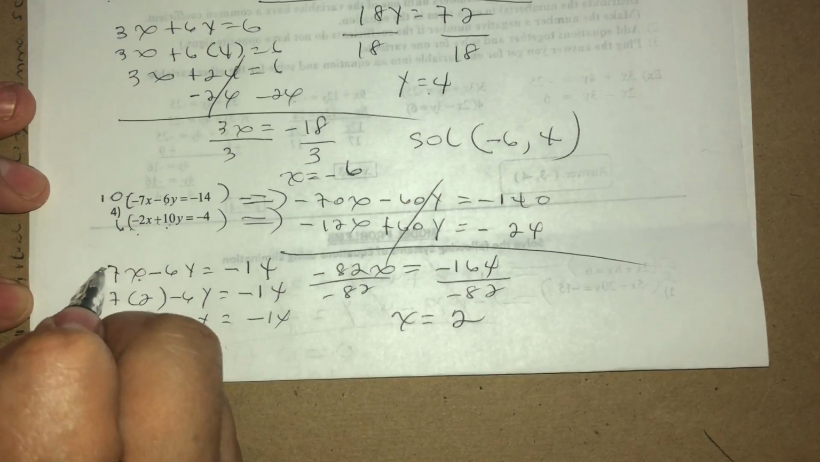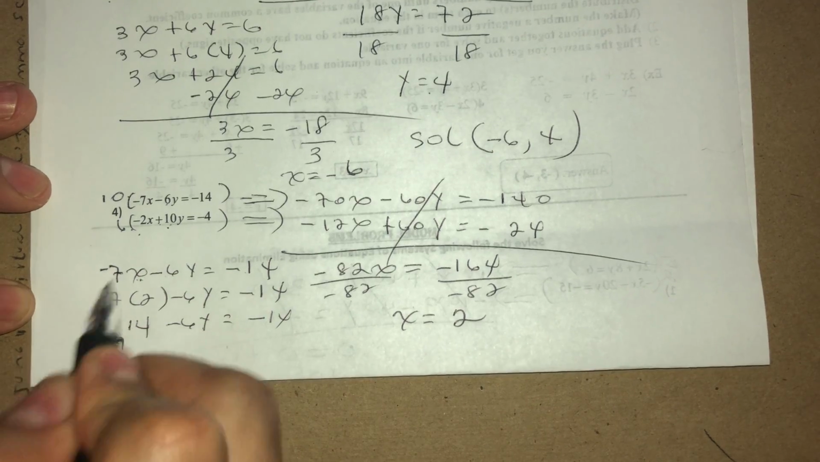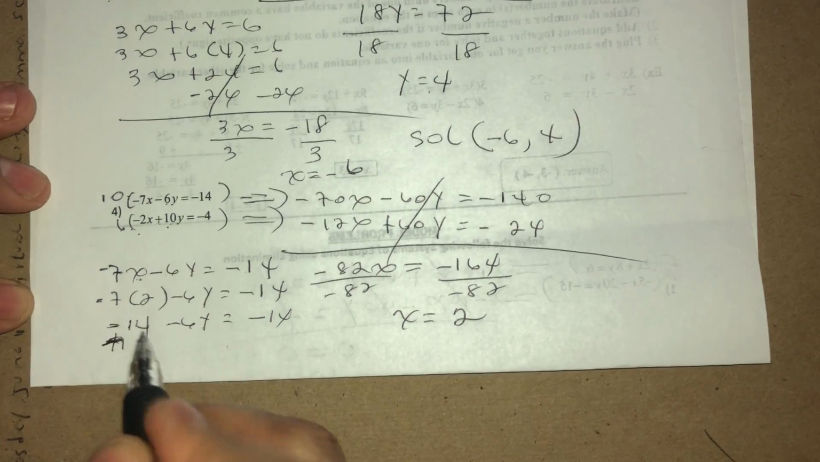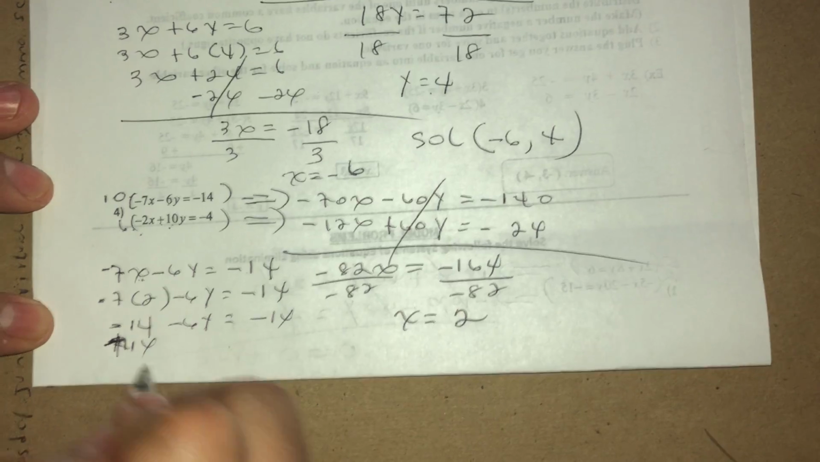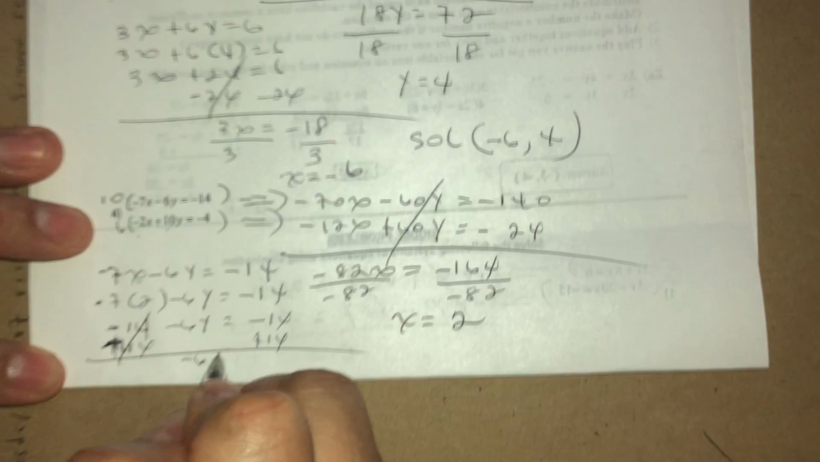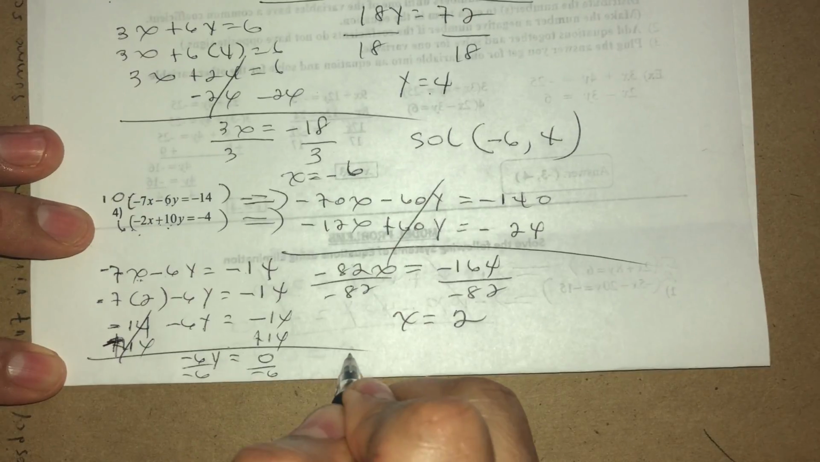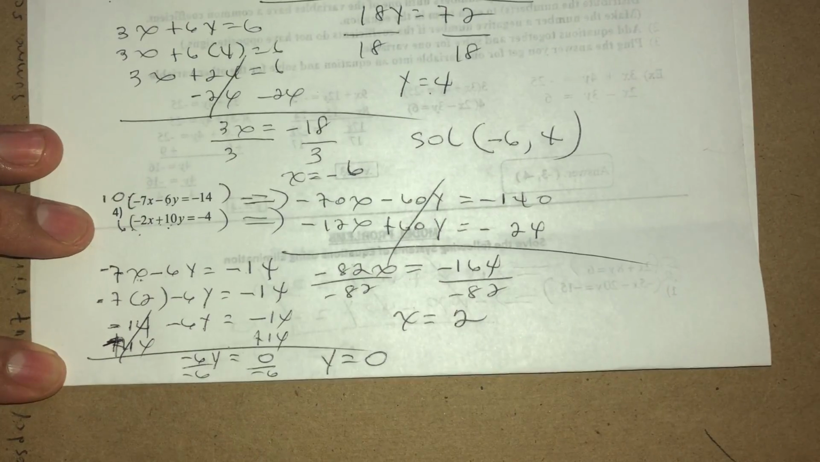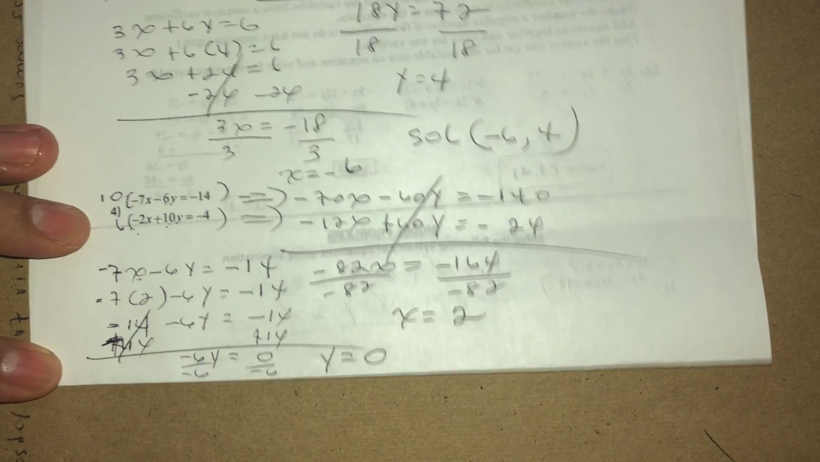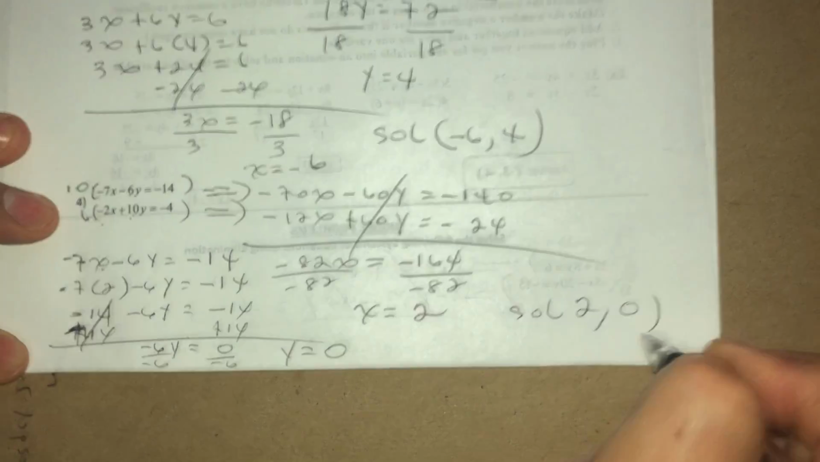So it was negative 7x minus 6y equals negative 14. So negative 7x times 2 is negative 14. So I'm going to do plus 14, and that becomes negative 6y equals 0. And if I divide by negative 6, y equals 0. So the solution here should be 2, 0.